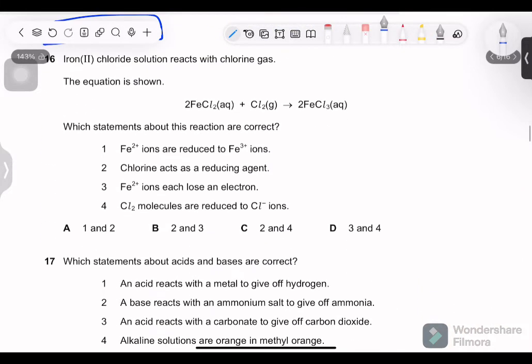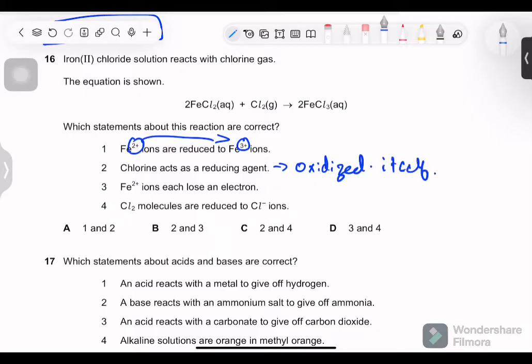Option C is correct. Iron(II) chloride solution reacts with chlorine gas. The equation is shown. Which statement about this reaction is correct? Fe2+ ions are reduced to Fe3+ ions. This is oxidation; there is an increase in the charge. Chlorine acts as a reducing agent. If chlorine is acting as a reducing agent, it should be oxidized itself.